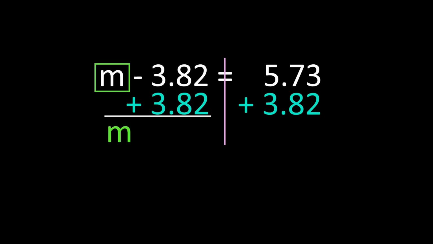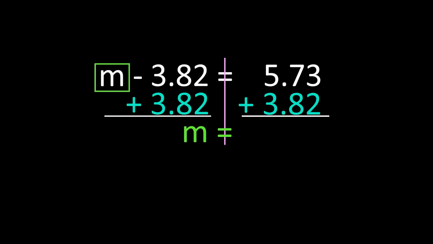Then we have negative 3 and 82 hundredths plus 3 and 82 hundredths. Well, that's 0. We can show that by having m plus 0, but we know that m plus 0 is simply m. So on the left-hand side of the equation, now I have my variable isolated and all by itself. On the right-hand side of the equation, we need to do the addition work that we just set up. We're going to be adding the 5 and 73 hundredths to the 3 and 82 hundredths. And you're going to do that just like adding decimals as normal.